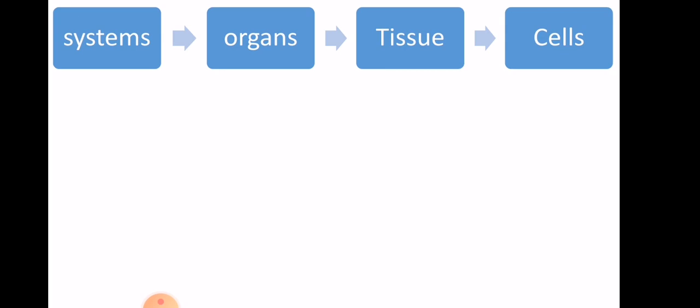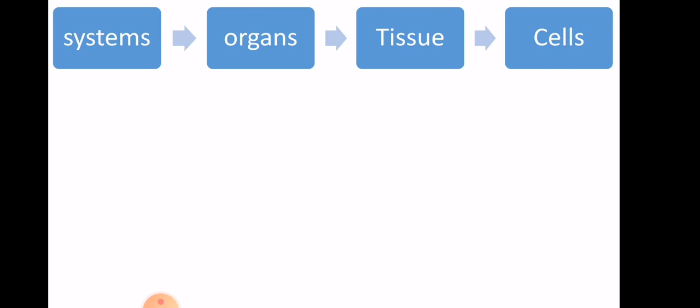We have to know that these systems consist of smaller units called organs. Organs like the liver, the heart, the stomach. And these organs consist of smaller units called tissues, and these tissues consist of smaller units called cells.